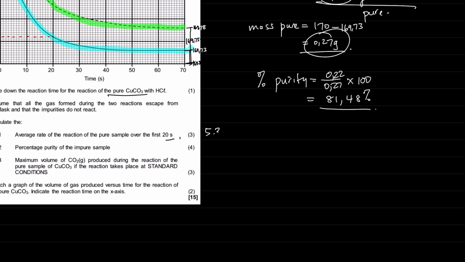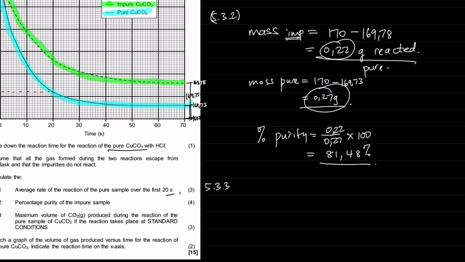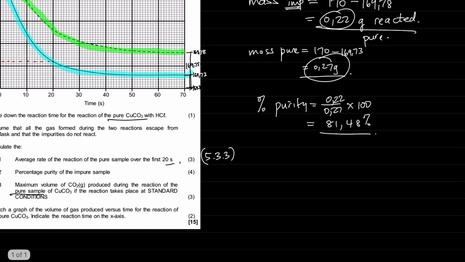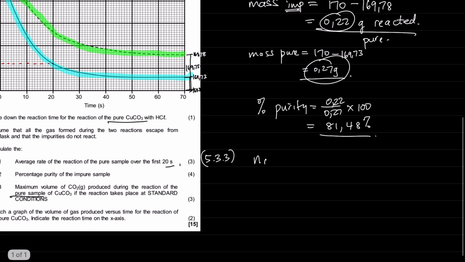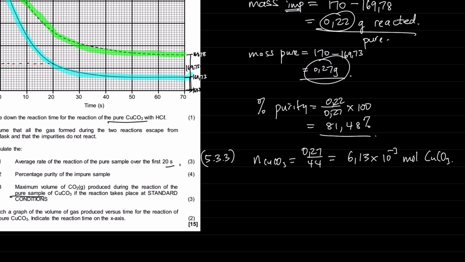Then the next one, 5.3.3. The question reads, calculate the maximum volume of CO2 produced during the reaction of the pure if the reaction takes place at standard conditions. First, we need to calculate the number of moles of copper carbonate, CuCO₃. We know the mass that reacted, 0.27 grams, divided by the molar mass of copper carbonate, which is 44. That gives us 6.13 times 10 to the minus 3 moles of copper carbonate that reacted.